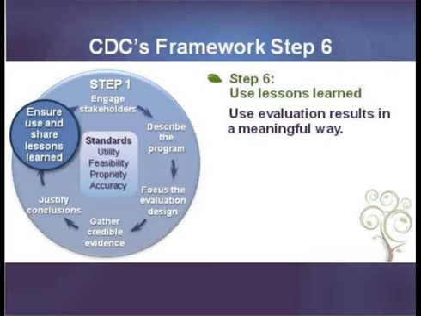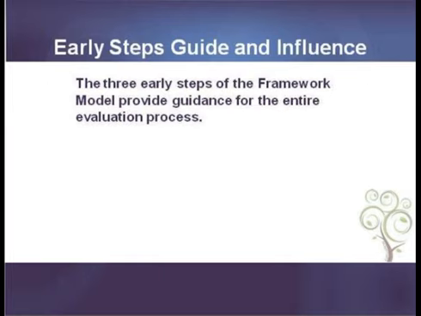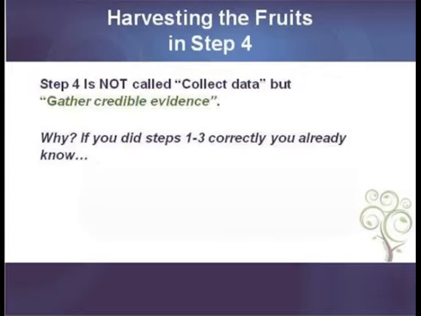A key point about our framework is that those early steps are an underlying guidance for all of the things that we do in the evaluation, and particularly this idea of stakeholders and focus end up influencing how we make those choices at steps 4, 5, and 6. So that's one of the reasons that we call those steps something a little bit different than you may be used to in normal data collection processes. So, for example, we don't call step 4 collect the data, which is the core task you'll do. We call it gather credible evidence.